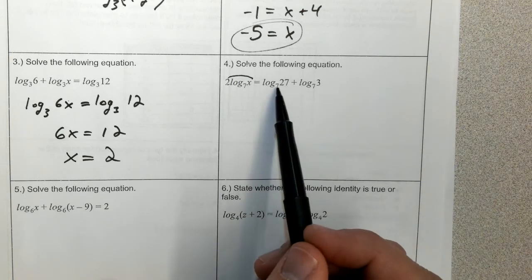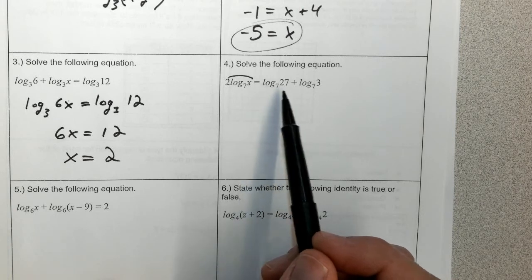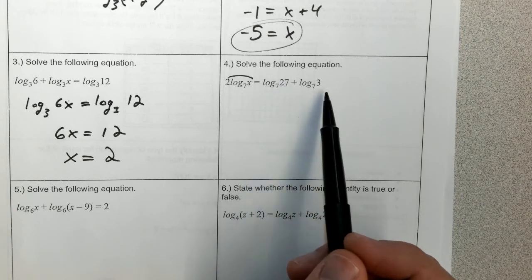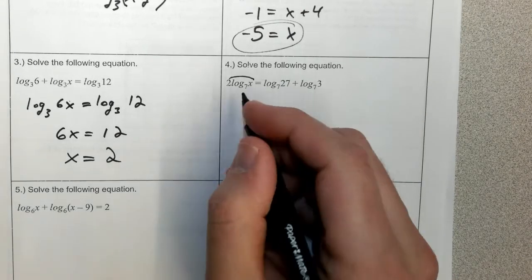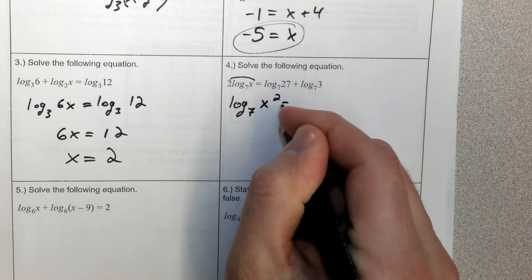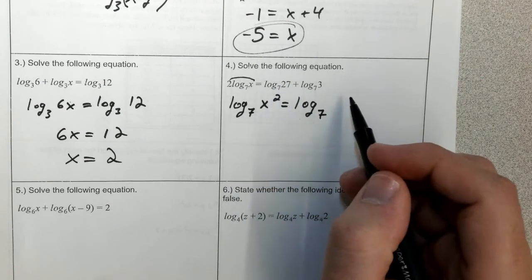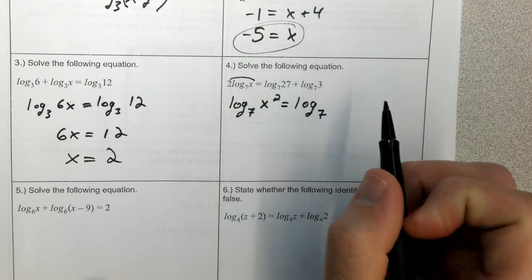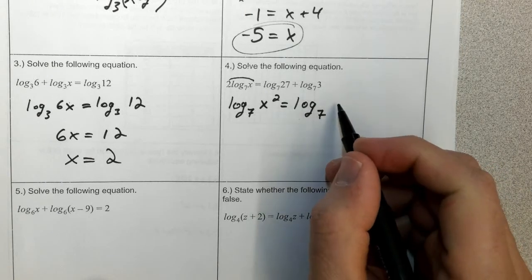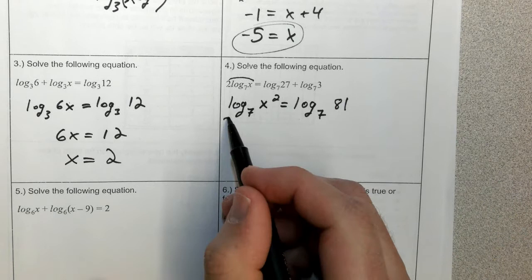I've got a sum over here, so I'm going to combine this together in one logarithm, where it's going to be 27 times 3. So this will end up being log base 7 of x squared. This is equal to log base 7 of 3 times 27, because again, we're multiplying. That's going to be 81, I think. Yeah, 81.